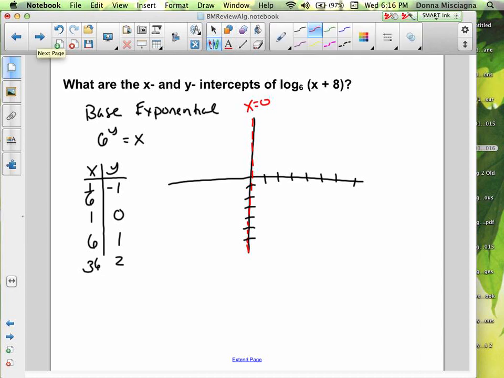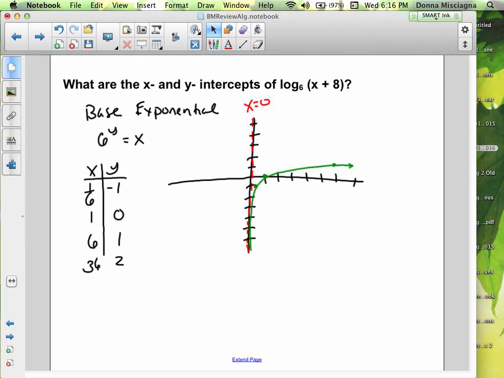So we have the points 1/6, negative 1; 1, 0; and then 6, 1. Let me graph it in another color so we can see. Oops, I forgot to put lines there. Okay, and that's all we'll graph. So there's our function.